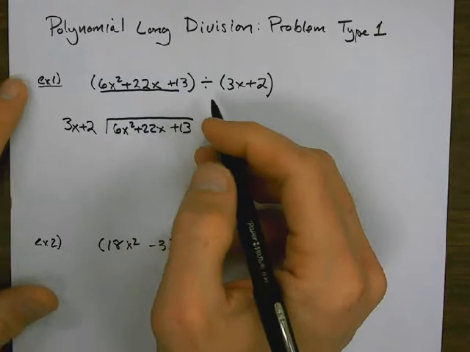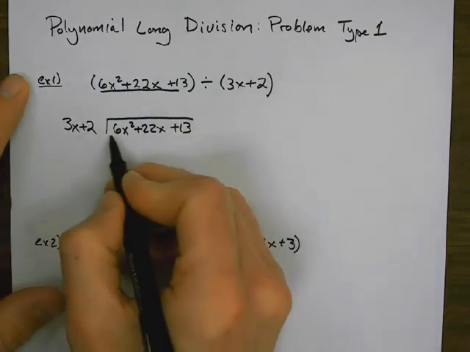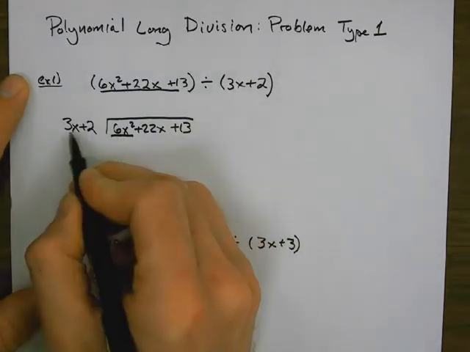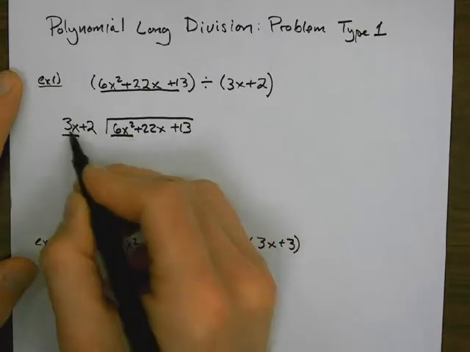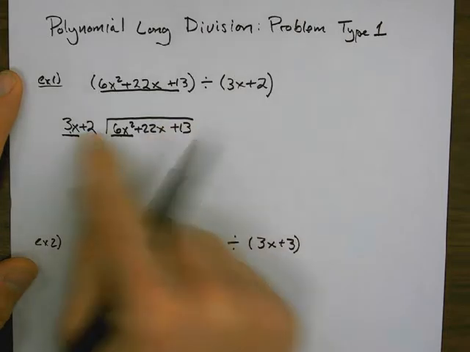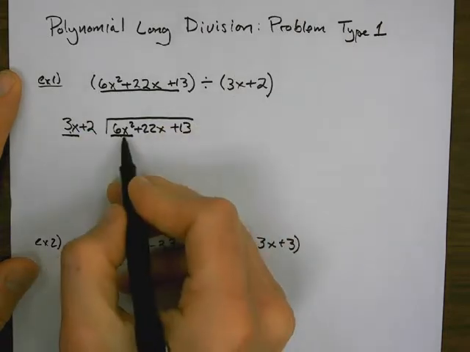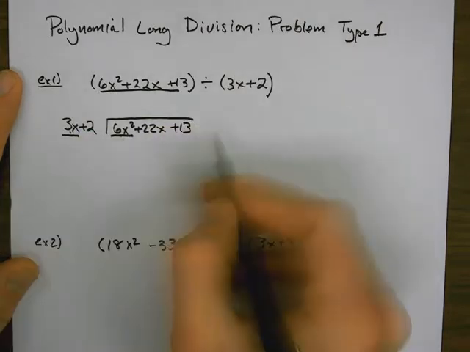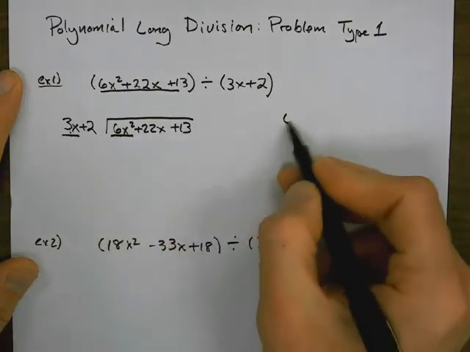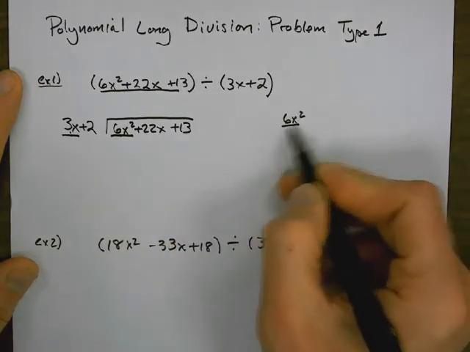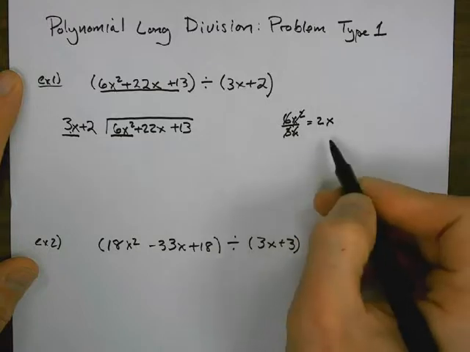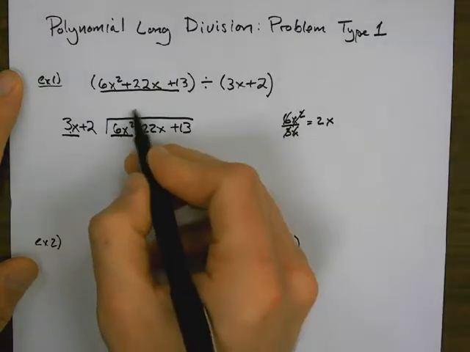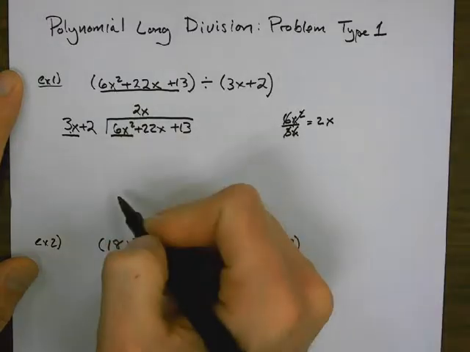So in order to make sense of this, what we have to focus on is the first term of the dividend and the first term of the divisor. And so what we need to do is divide these two only. Don't worry about the rest of this stuff. So my first step really is to do 6x squared divided by 3x. Well, 3 goes into 6 twice. X goes into x squared and leaves an x behind. So my first term of my quotient is 2x.